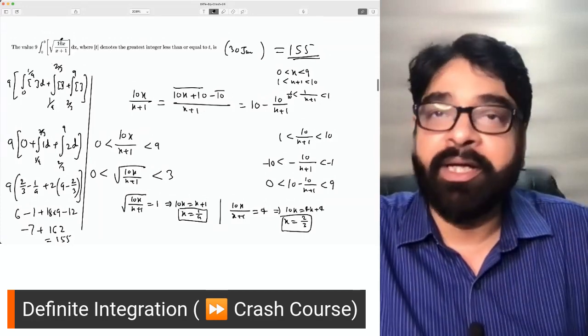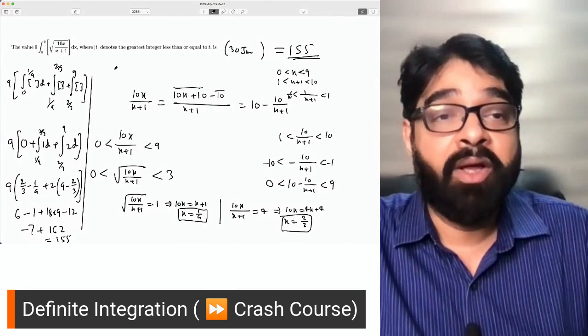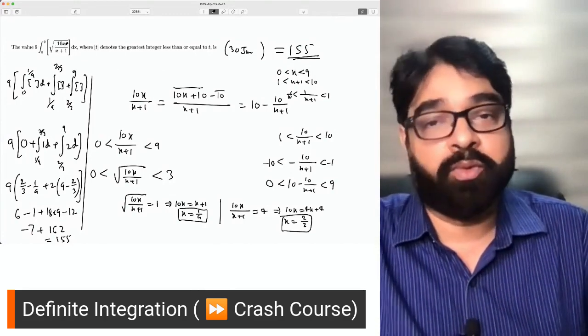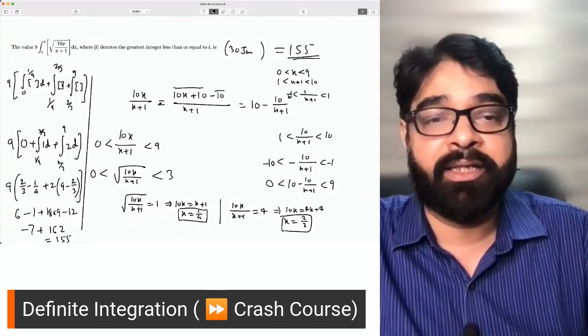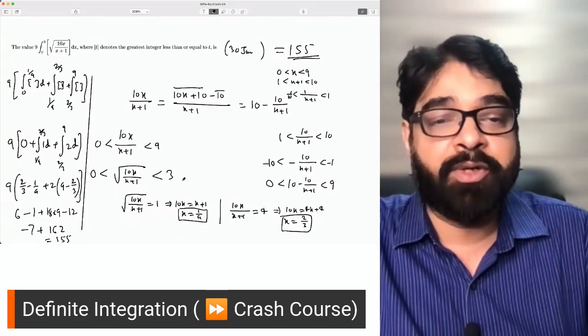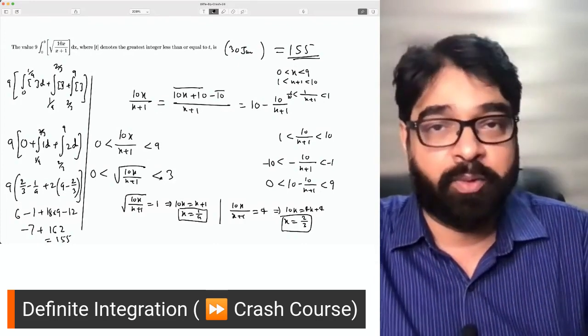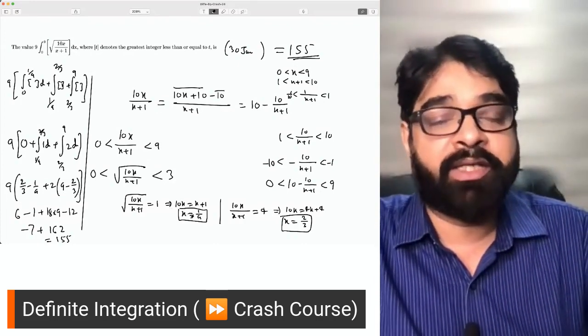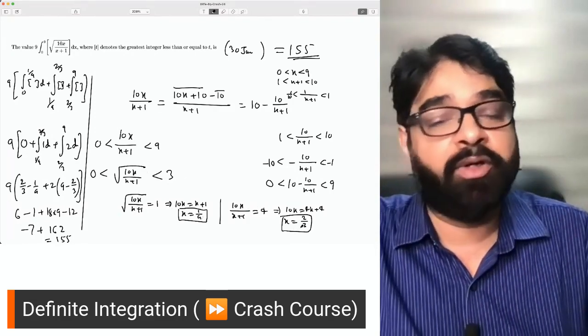First check when it will be an integer. So this can be either 1 or 2. Why so? Because I checked the range. The range of x is 0 to 9, and this value's range is 0 to 3. 0 to 3 means the only possible integers are 1 and 2. So this equal to 1 gives x equal to 1 by 9, and this equal to 2 gives x equal to 2 by 3.